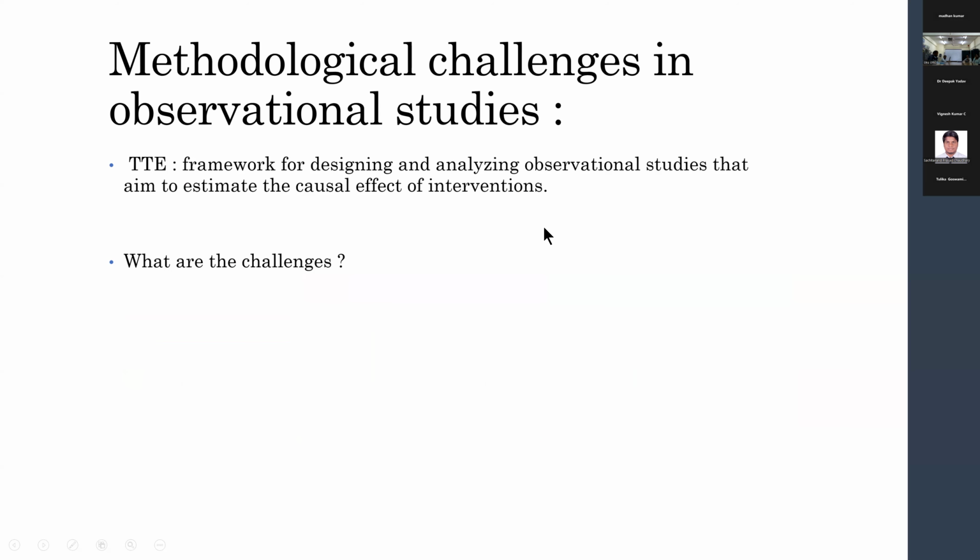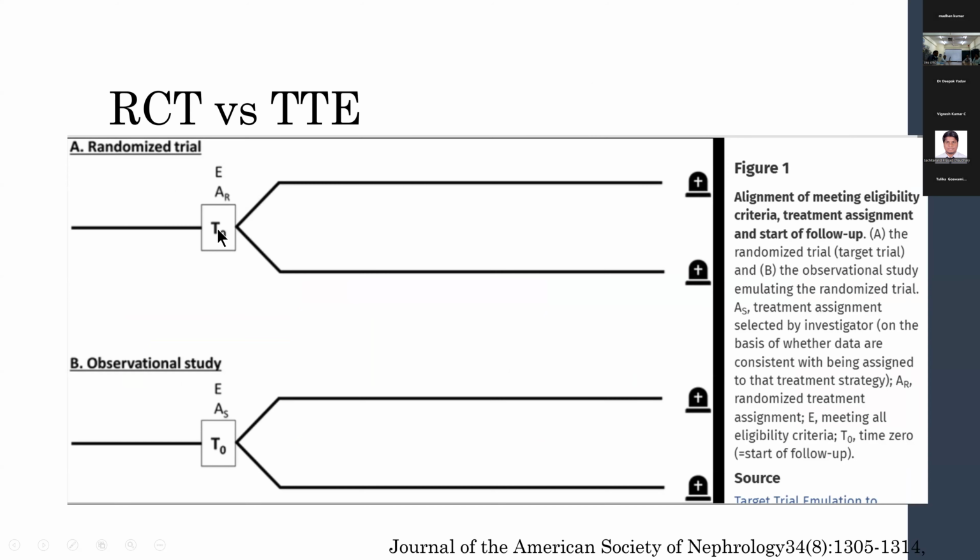So we've learned that target trial emulation is a framework which helps to design. But what are the challenges that can arise? Now, when we look at a randomized controlled trial, there are three things which happen. One is you would have all the patients go through a process of eligibility. So we look at people who are eligible and then recruit them for the trial. Second, they are assigned the intervention. This is a randomized intervention which is assigned. So the time when randomization happens and they get the intervention is called time zero.